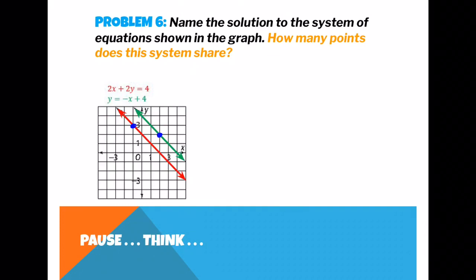So if these two lines are parallel, which it looks like they are, then we know they will never meet. And therefore, they will share exactly 0 points.